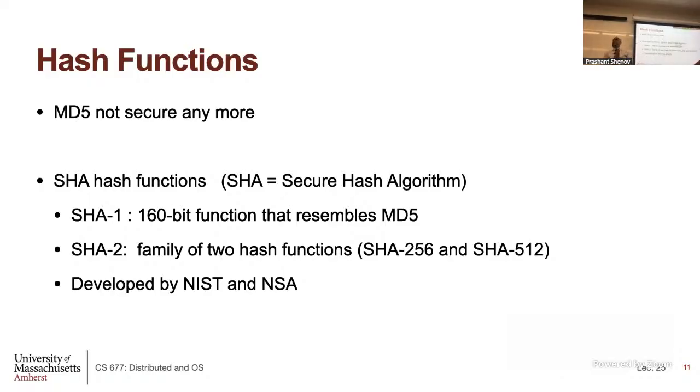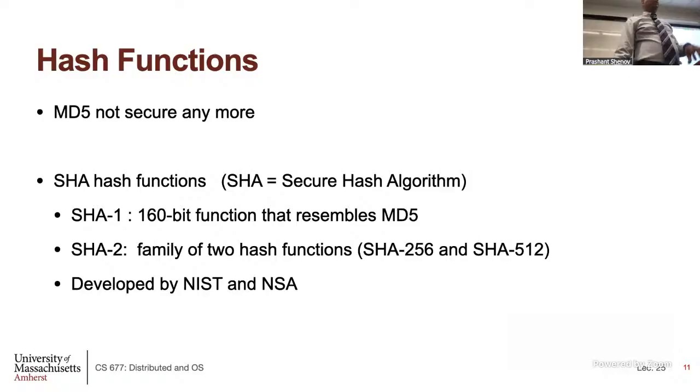But 10, 15 years ago, when I taught this class, I said that's the one to use for digital signatures, but now that's not the one to use. You should now use a more secure hash function. There's a family of them called SHA hash functions. SHA just means secure hash algorithm. Okay, there are different families with different hash lengths. So that's the output length. Okay, so SHA-1 produces 160 bits, SHA-2 and more have basically 256 bits, 512 bits, 1024 bits, and so on.